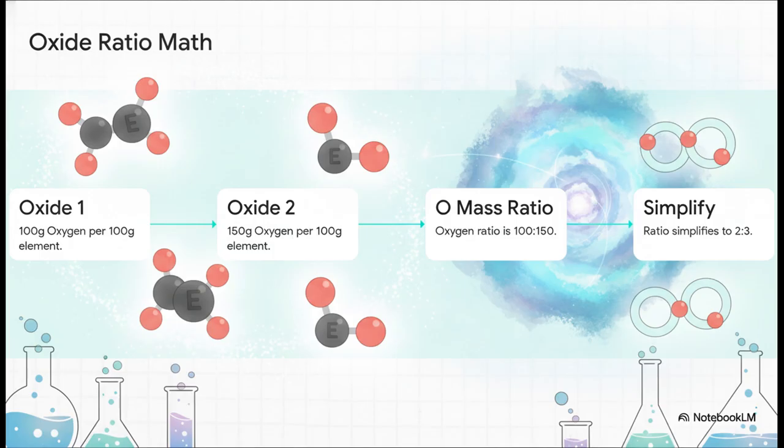Simple enough. In step 2, oxide 2 is 40% element and 60% oxygen. If we fix the element to 100 grams again, we do 60 divided by 40 times 100, which gives us 150 grams of oxygen. Now, look at step 3. The oxygen ratio for our fixed element is 100 to 150. In step 4, that simplifies beautifully down to a 2 to 3 simple whole number ratio. See? Fixing the mass is the secret sauce.